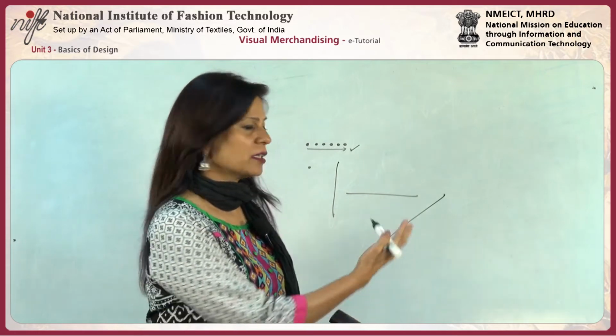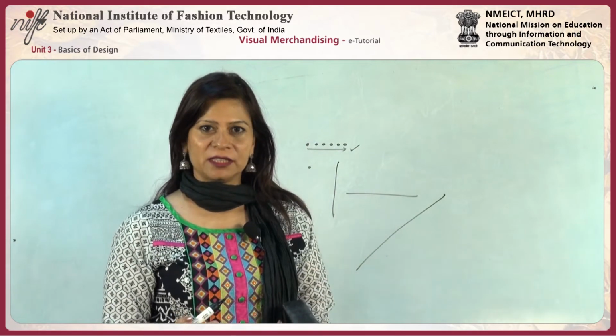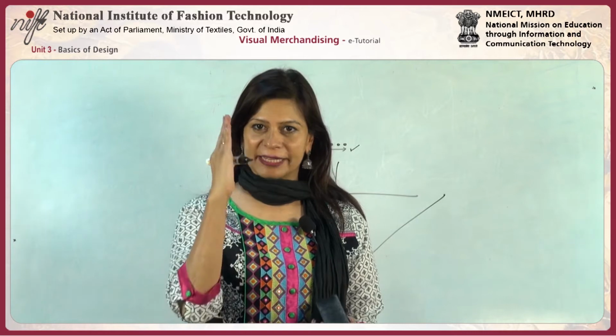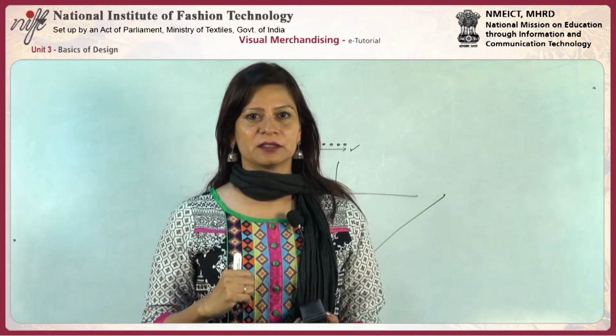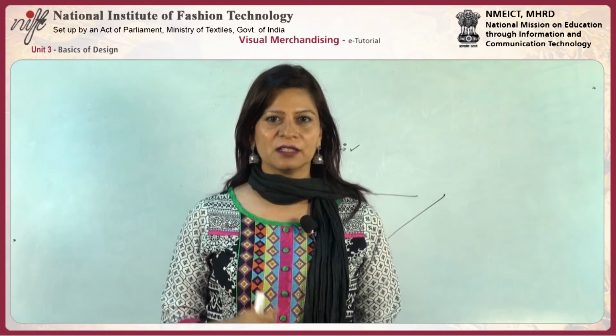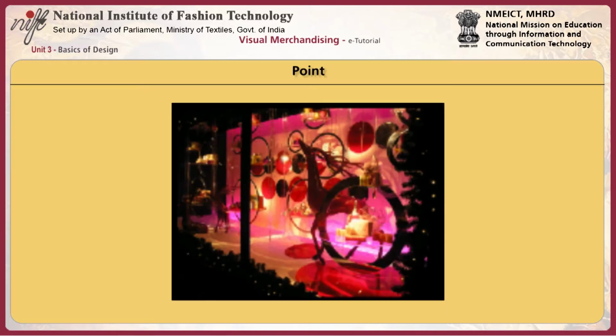Vertical line means strength, height, pride, majesty, and dignity. For example, as you can see in the image, a mannequin standing erect adds stature and class to the garment. This is good for fur coats, evening gowns, bridal wear, and tailored suits.